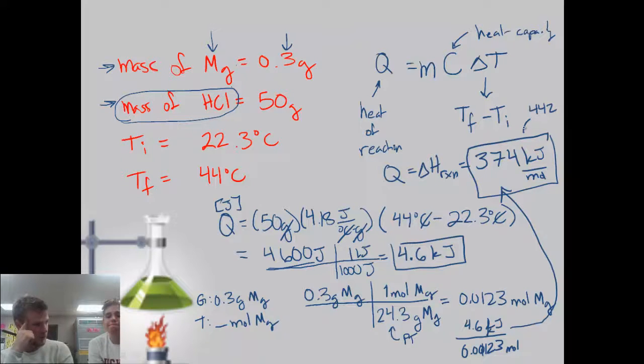Remind me, when you felt the container at the end, it was warm. Which means energy was absorbed or released? It was released. Yes. Since the temperature went higher, energy is released, which means energy is exiting, so it is an exothermic reaction. What's the sign of delta H? Negative. So this actually needs to be negative 374 kilojoules per mole. Don't forget that negative sign. Okay. Have a good one.